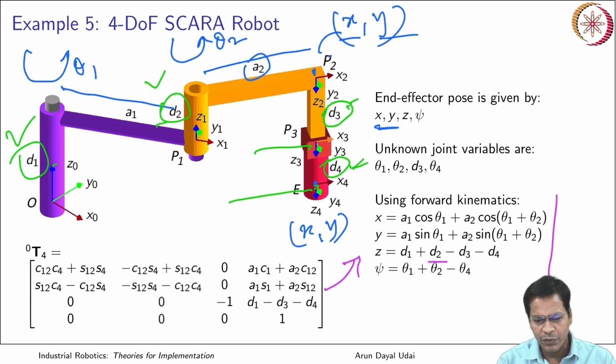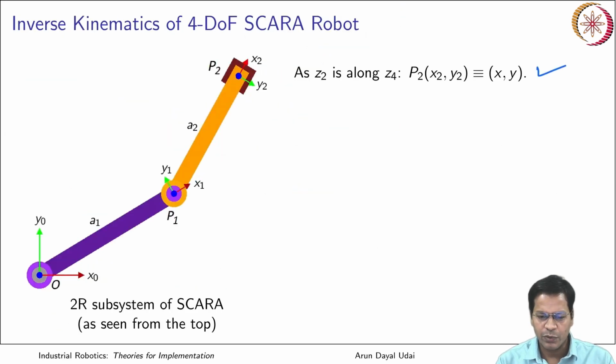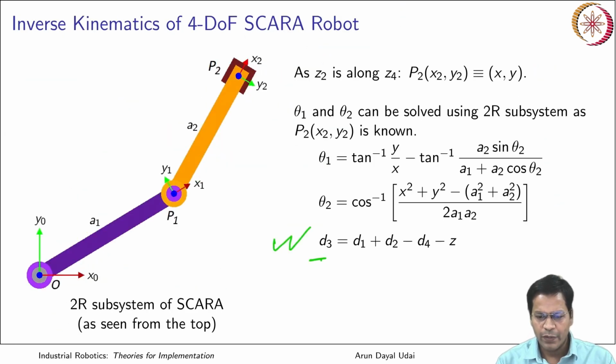Z is something which is known. Z is known. Got it? So let me come back to this. Z is known. d1, d2, d4, you know them. So yes, d3 can be evaluated directly. So there is just one unknown in the vertical direction, so straight away you can obtain that. So three of them you have obtained, and now the final one.